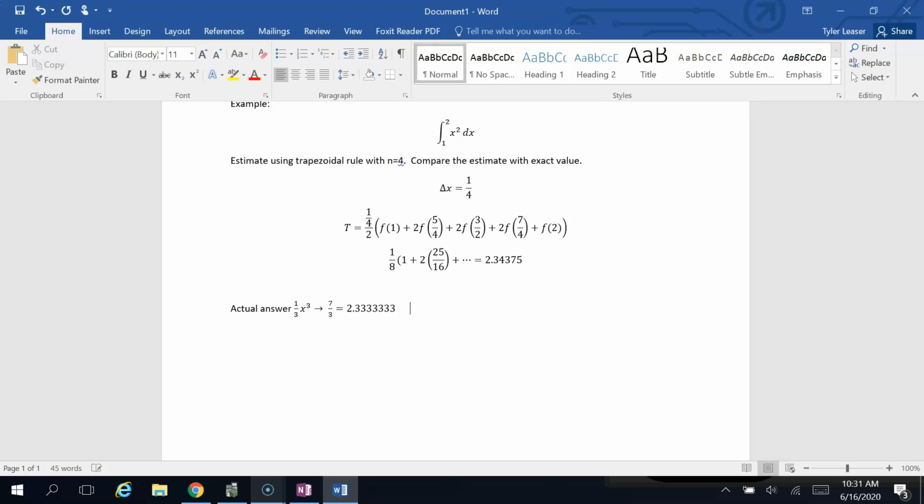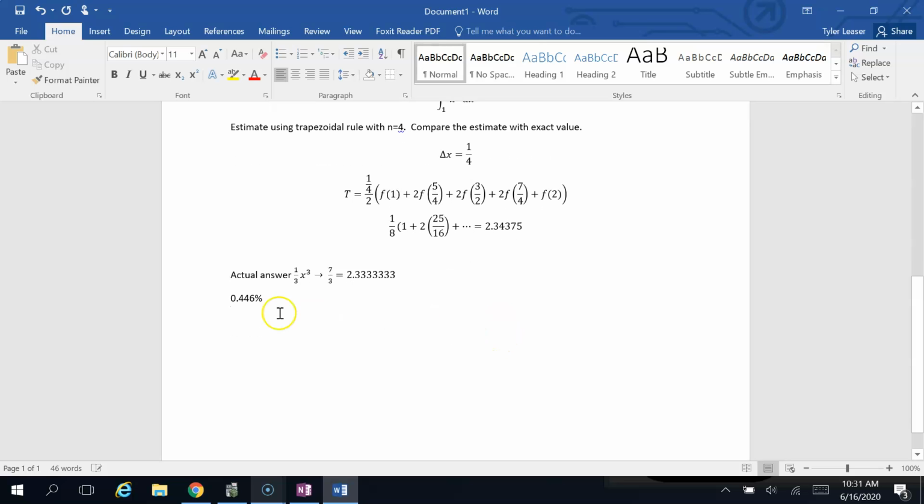Sometimes what the book wants you to do is to find the percentage of the error. To do that, you would just take the actual answer, subtract away your approximate answer, and then divide by the actual answer. So this comes out to be 0.446%. So that is our error, and that is how close our approximation is to the actual answer. Okay, in the next video, we're going to do the remaining method, the better method.